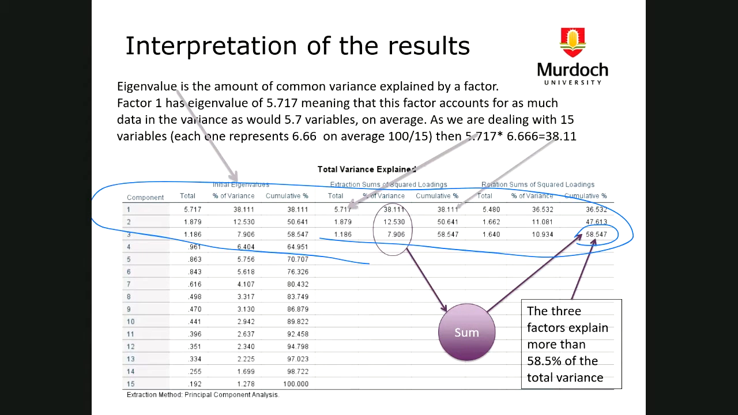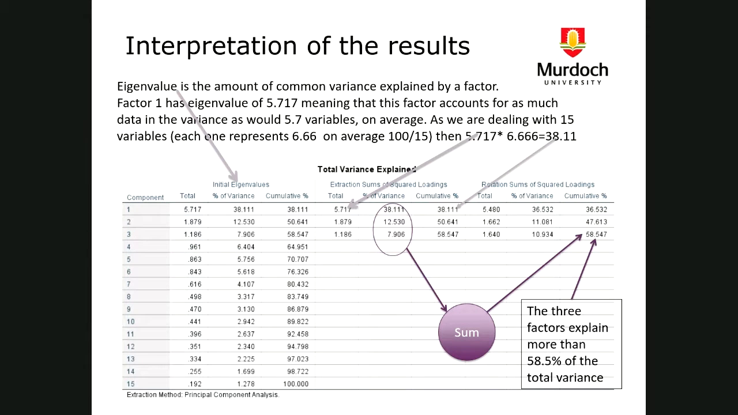Eigenvalue? Yeah, this one, the 5, this is called eigenvalue. If we clear it, this is called eigenvalue. And you know now what this 5 eigenvalue means? It is that this factor can explain what is equivalent to 5.717 of the 15 variables included in the analysis. So it is 5.7 of the 15 variables included in the analysis.